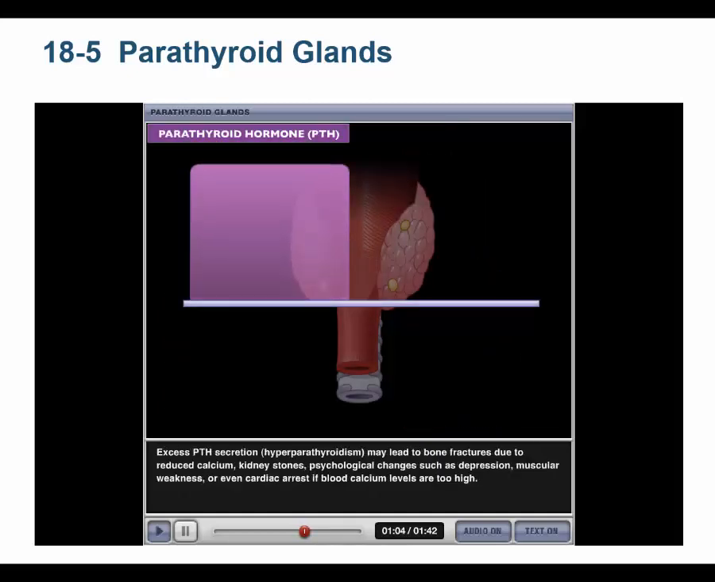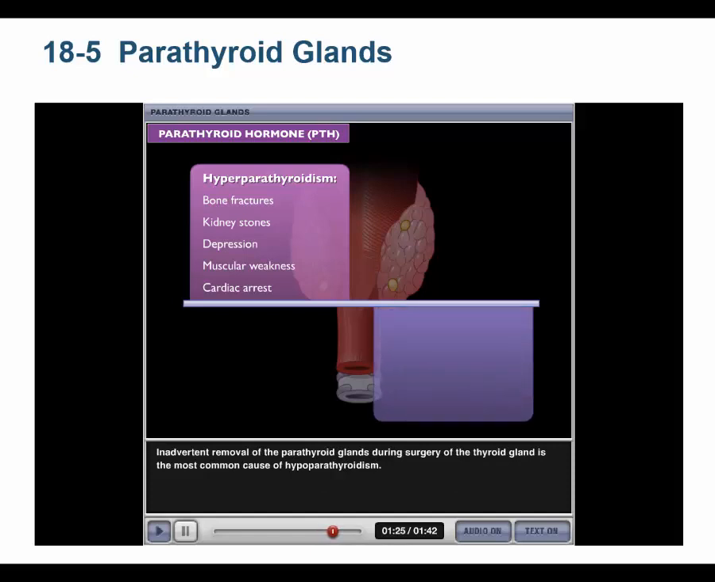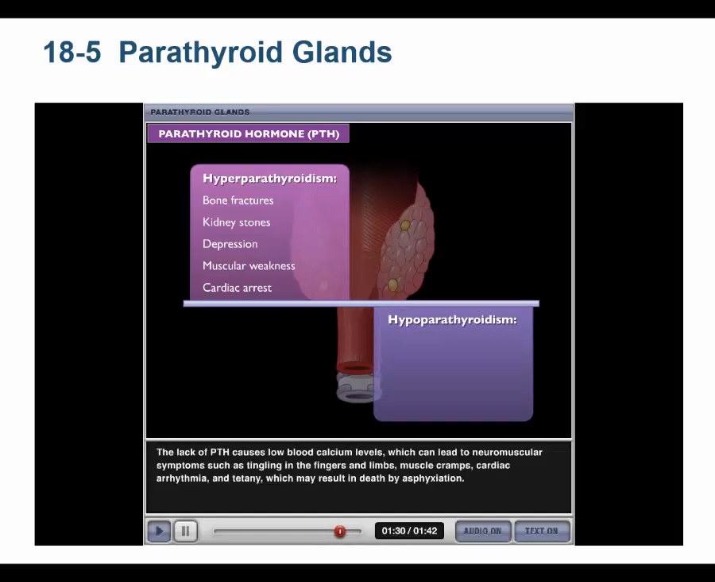Excess PTH secretion, hyperparathyroidism, may lead to bone fractures due to reduced calcium, kidney stones, psychological changes such as depression, muscular weakness, or even cardiac arrest if blood calcium levels are too high. Inadvertent removal of the parathyroid glands during surgery of the thyroid gland is the most common cause of hypoparathyroidism. The lack of PTH causes low blood calcium levels, which can lead to neuromuscular symptoms such as tingling in the fingers and limbs, muscle cramps, cardiac arrhythmia, and tetany, which may result in death by asphyxiation.